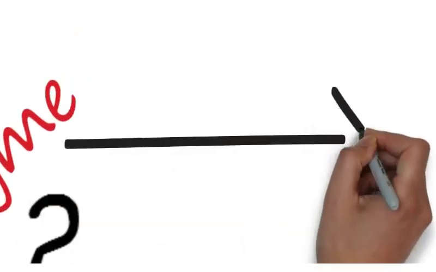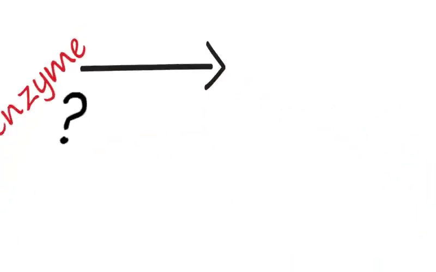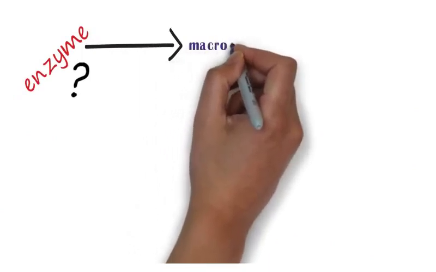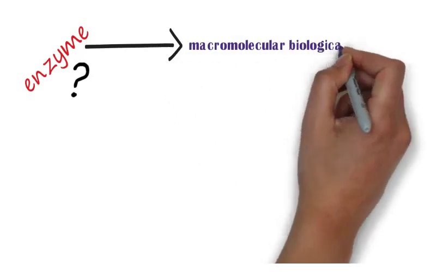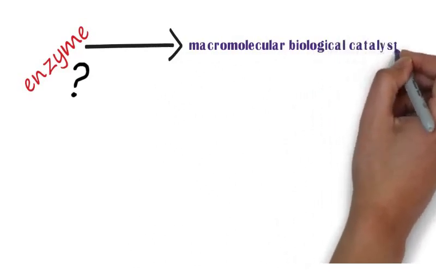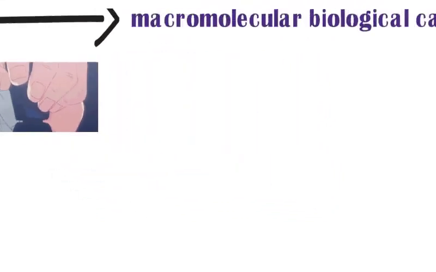First of all, what is an enzyme? Enzymes are proteins. Enzymes are macromolecules, biological catalysts, which speed up biological chemical reactions.